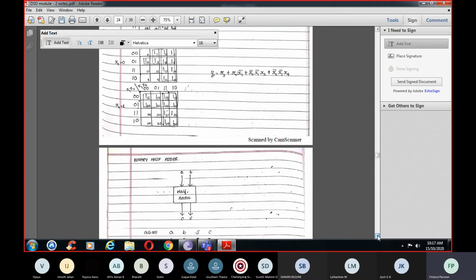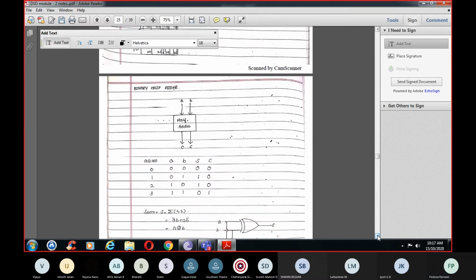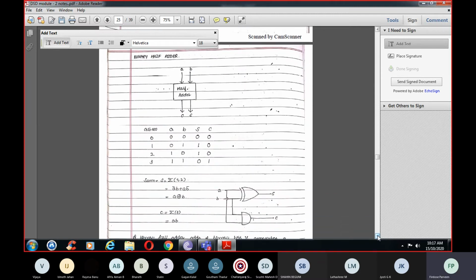Take that as an assignment and do it. Next, binary half adder.